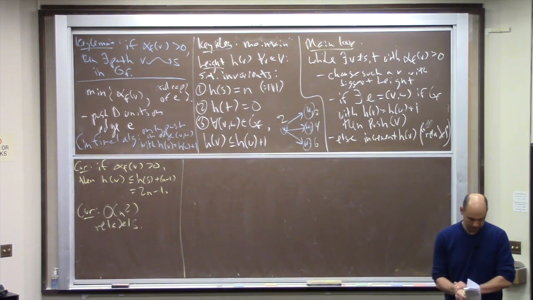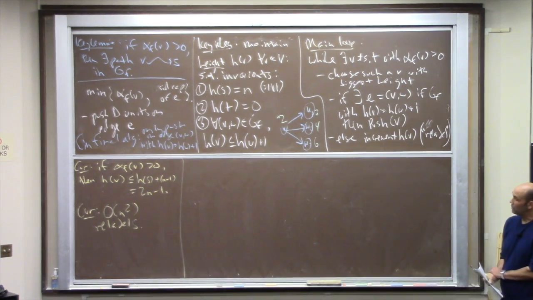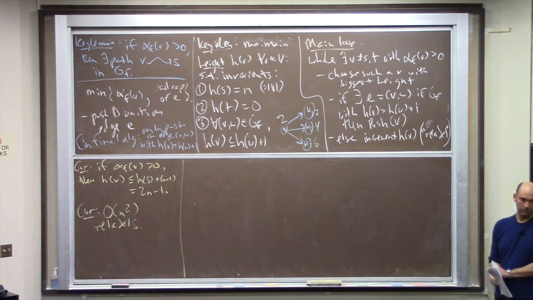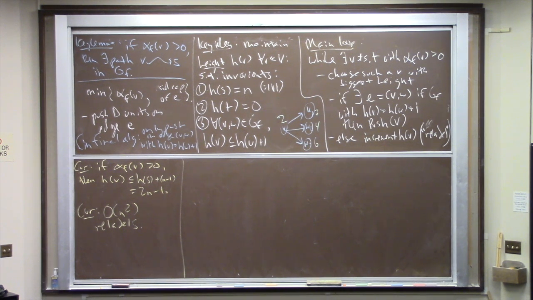Yep. So do you see why it's at most O of n per vertex? The height of a vertex can't get too big. Right. That makes sense? Okay. So every relabel of a vertex increases its height. So if the height can only be O of n, it can only be relabeled O of n times. There's n vertices, so that's O of n squared relabels overall. Other questions?